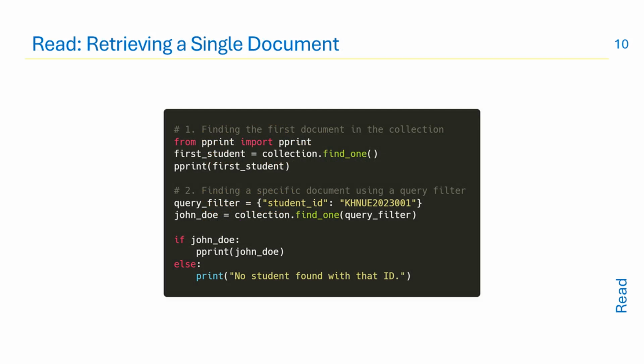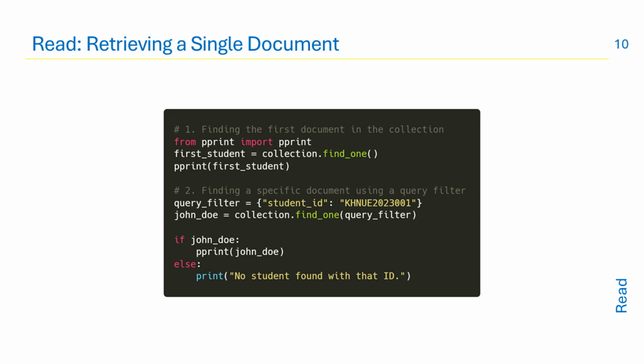Now we move to the read operation, which is all about retrieving data from our collection. The simplest way to do this is with the find_one method. As its name implies, this method is designed to find and return just a single document. If you call find_one without any arguments, as shown in the first example, it will simply retrieve the very first document it finds in the collection. This is useful when you just want to quickly inspect the structure of your data. I'm also using the pprint library here for pretty printing, which formats the output to be much more readable.